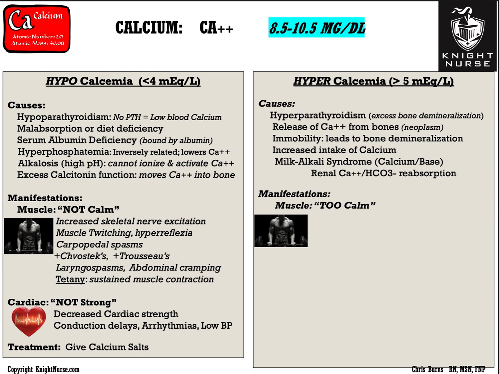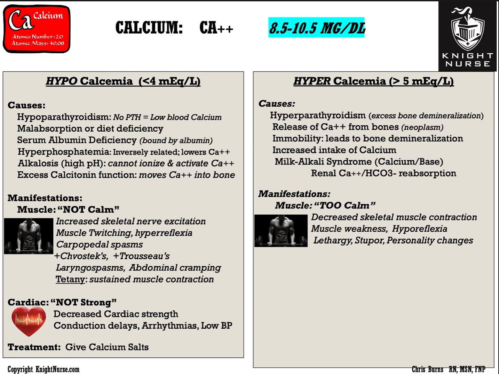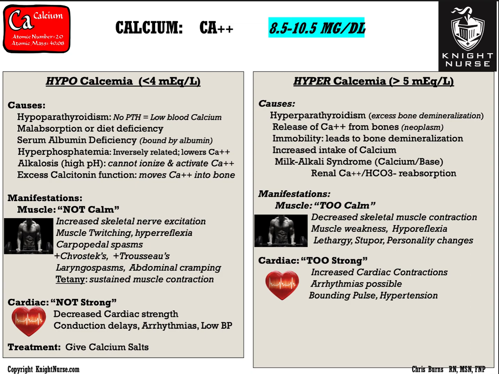The manifestations: the skeletal muscle in hypercalcemia, since calcium calms skeletal muscle, hypercalcemia means the muscles will be too calm. So decreased skeletal muscle contraction, muscle weakness, hyporeflexia, lethargy, stupor, personality changes. And since calcium strengthens cardiac and you have hypercalcemia, then the cardiac will be too strong. So you have increased cardiac contractions. This can cause arrhythmias, but they'll have a bounding pulse and hypertension.